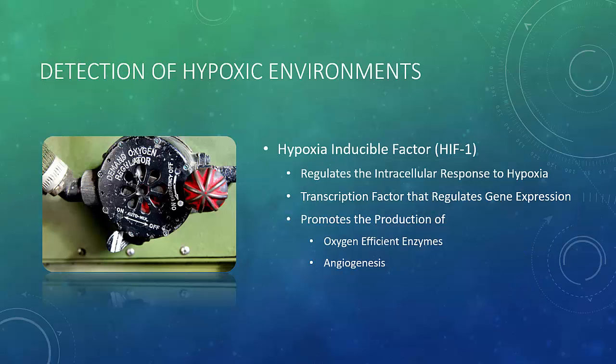How do cells detect hypoxic environments? So when the circulatory and respiratory systems fail to keep pace with the rate of mitochondrial O2 consumption, it results in cellular hypoxia. And we have what is called the hypoxia-inducible factor, HIF1. This factor regulates the intracellular response to hypoxia. So it's a transcription factor that regulates gene expression, and it promotes the production of enzymes that are more efficient at using oxygen and proteins that facilitate angiogenesis, which is the development of new blood capillaries.